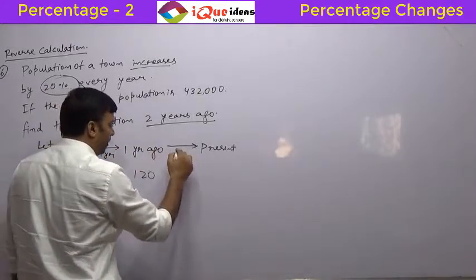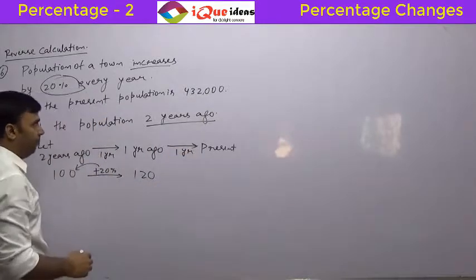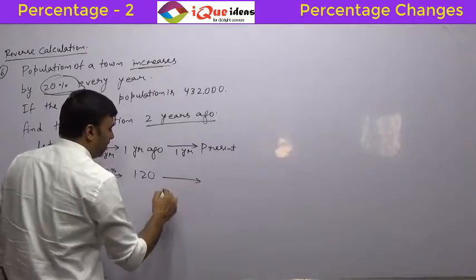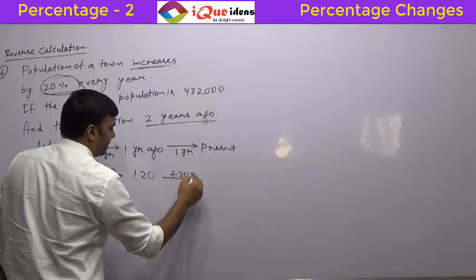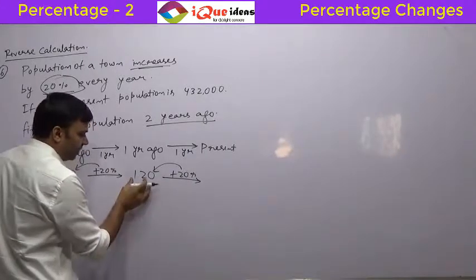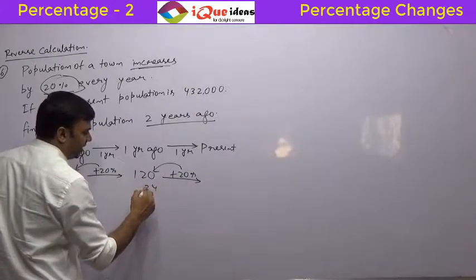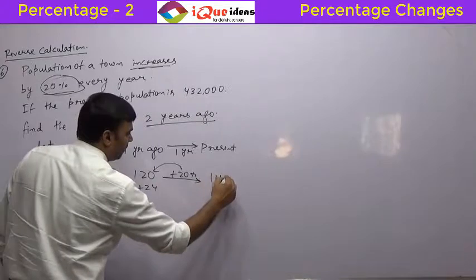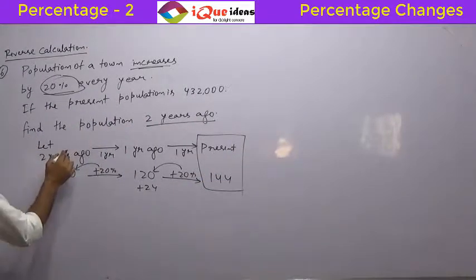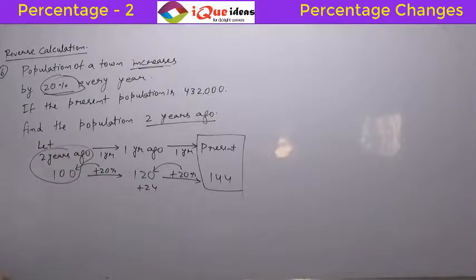Now, from 1 year ago to present, that also is a period of 1 year. In every period, it increases by 20% and it has to be compounded. So again, in this year, 20%, but on this value. Now, 120, 20% will be how much? 10% is 12, 20% will be 24. It is added. So it becomes 144. So we get the present population as 144 if 2 years ago population was 100, right?